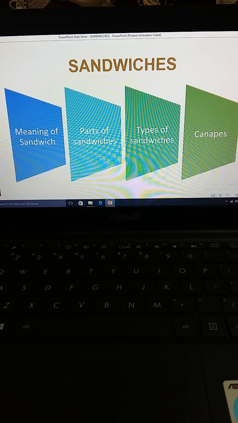Today we shall read Unit 6 Sandwiches. In this unit, we will learn about the meaning of sandwich, parts of sandwich, types of sandwiches, and canapés.